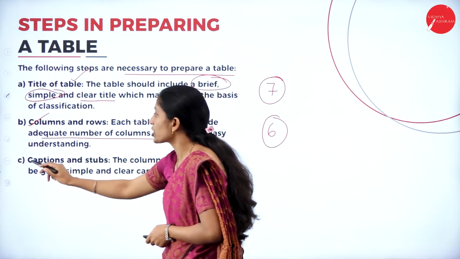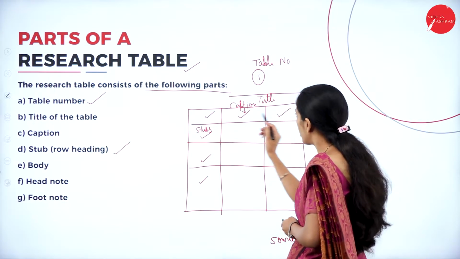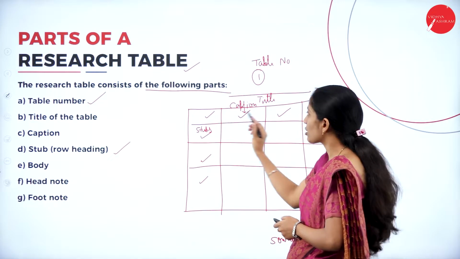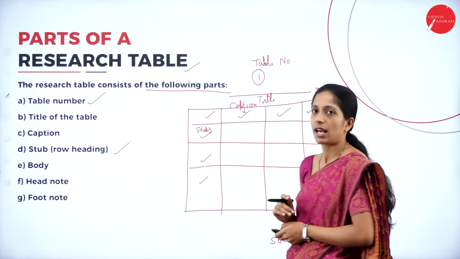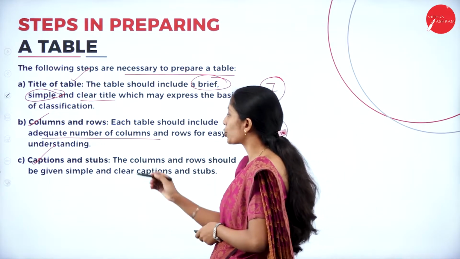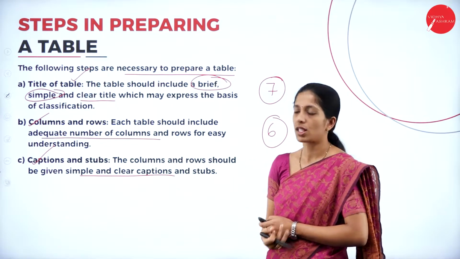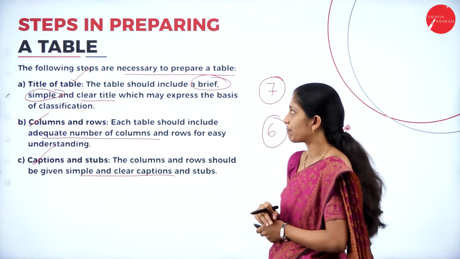Next one is captions and stubs. As we have already told you, it should contain the column heading, at the same time row headings. So this column heading is called captions and this row heading is called what? Stubs. So the columns and rows should be given simple and clear captions as well as stubs. So it should contain simple captions as well as simple stubs.